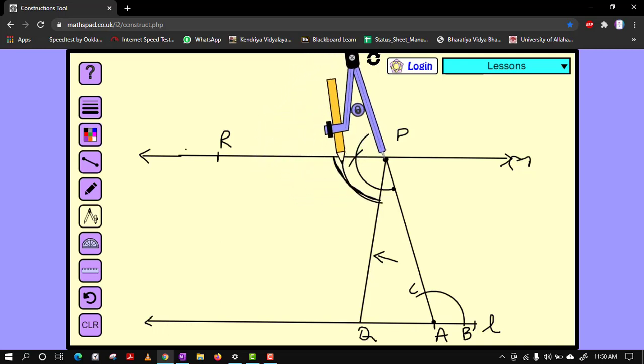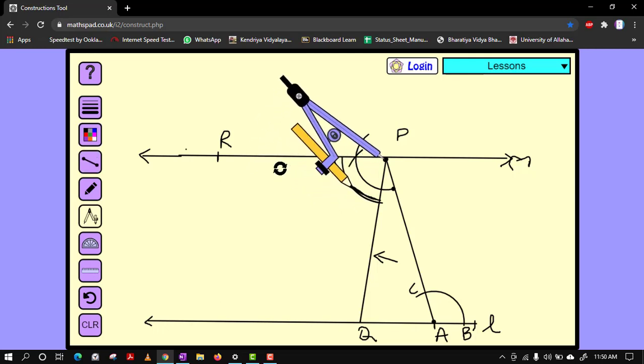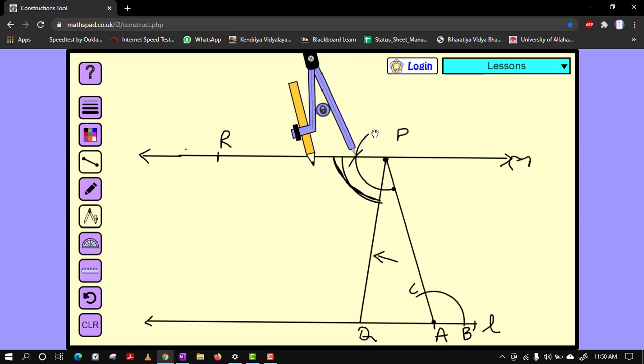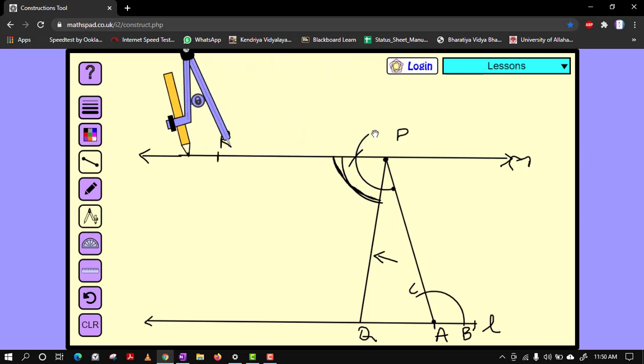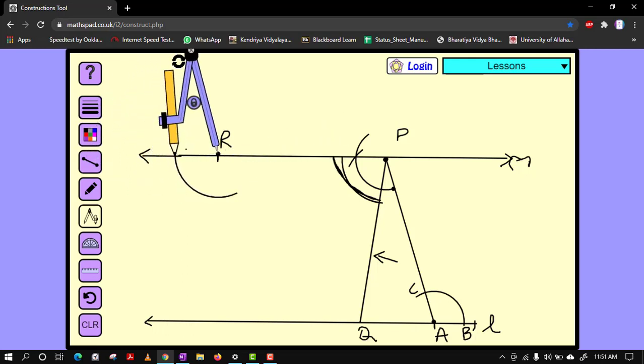Class, you have to ignore the dark line that I have made just to make you understand. Just follow this arc. Okay, this arc we want to make for the angle thing. Same arc we will make on this point R without moving the compass. So let's draw that. That is done. Now we will measure the angle.